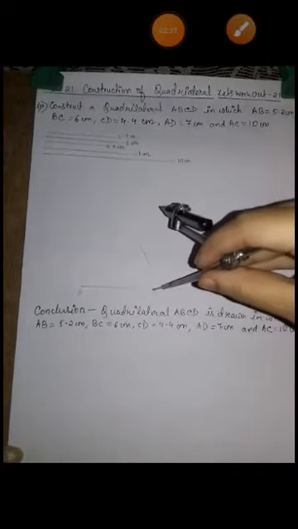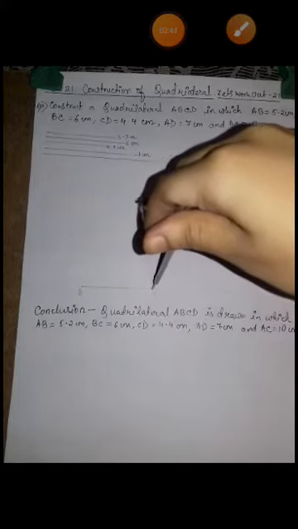Now we will have to draw BC. Children, it is given that BC is 6 centimeter. So what we will do, we are going to take the measure 6 centimeter. Then from B, you are going to place the pointer of the compass over here, then cut an arc of length 6 centimeter.